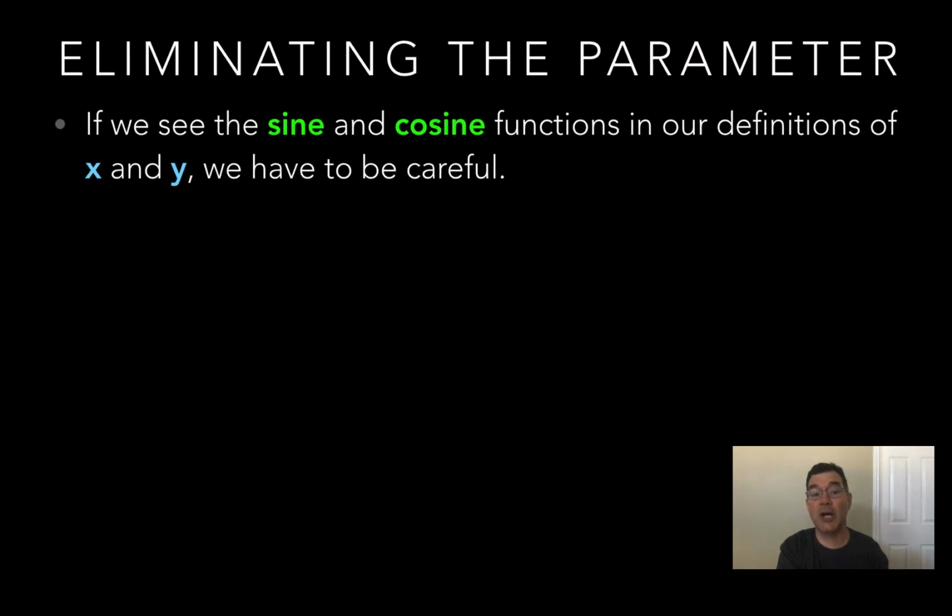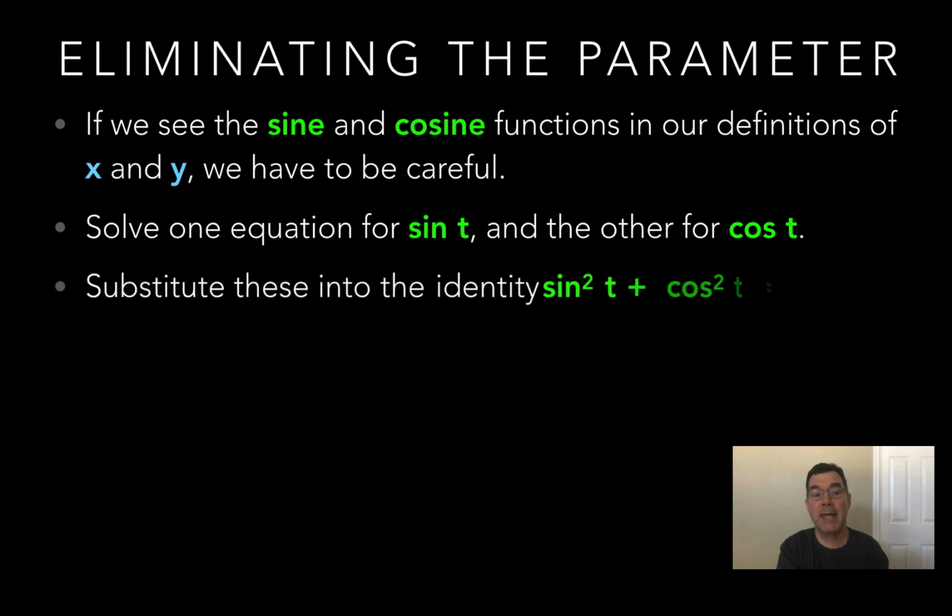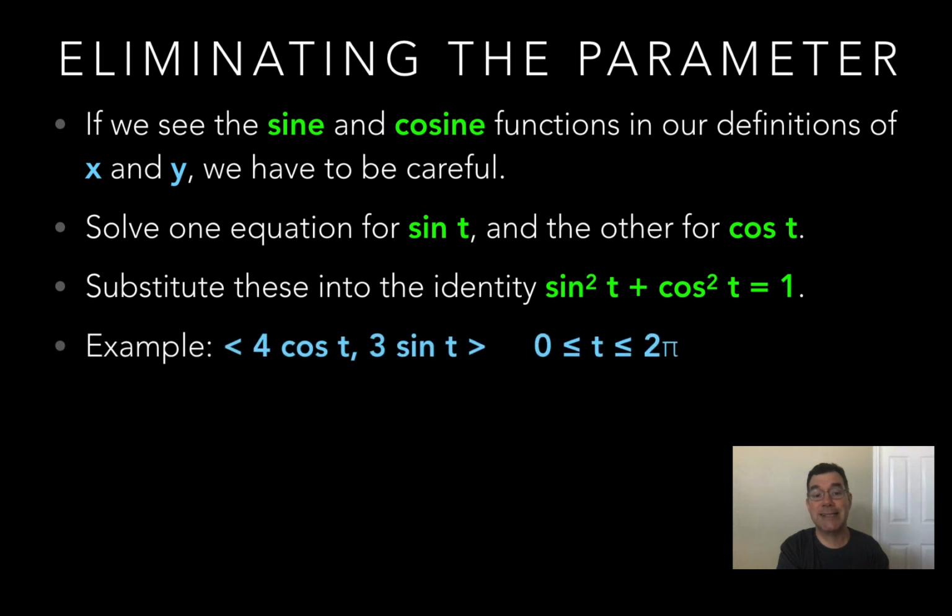If I see sine and cosine functions in our definitions of x and y, then there's a different strategy I have to use. What I'm going to do instead is solve one of them for sine t and one of them for cosine t, whichever one appears in that equation. And I will substitute whatever sine t is and whatever cosine t is into the identity sine squared of t plus cosine squared of t equals 1. That's a statement that's always true, so I can plug in whatever I got for sine t and whatever I got for cosine t into that.